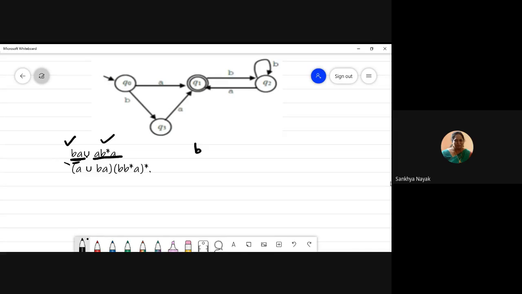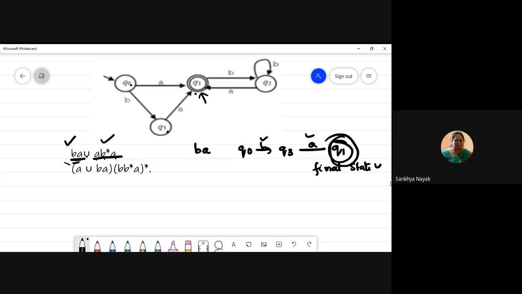So for BA to be accepted, what is the path you will traverse? Q0 on B will go to Q3, and from Q3 on A you are going to Q1, correct? And as you can see, Q1 is final state, right? So this is okay. For BA it is okay. Now let us see AB star A, whether it will accept.